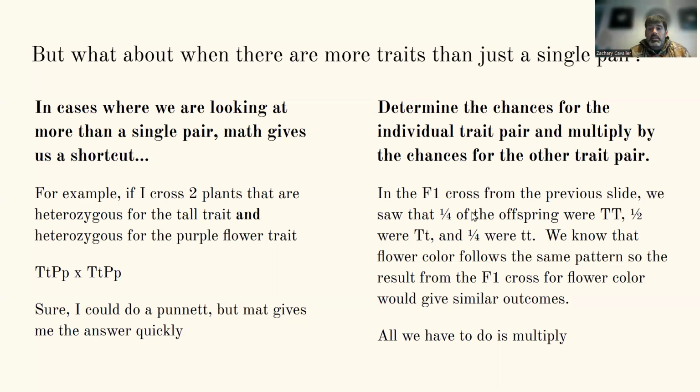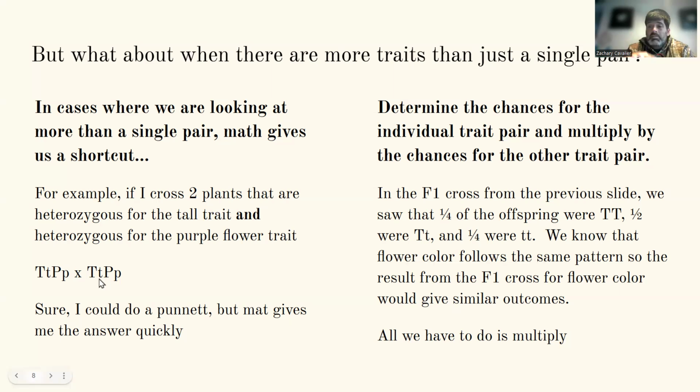The question I ask here is, what if there is a greater number than just a single pair? What if we're looking at more than one pair of traits? And the answer is that happens all the time. And this is where math comes in. This is where math becomes very helpful. If I cross two plants that were heterozygous for tall, so heterozygous for tall would be big T, small t, and heterozygous for purple. Purple's dominant, so big P, small p. I represent that here.